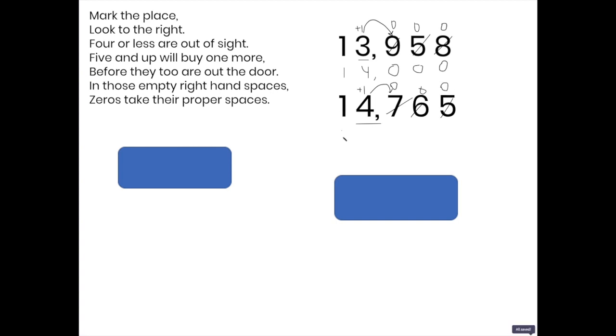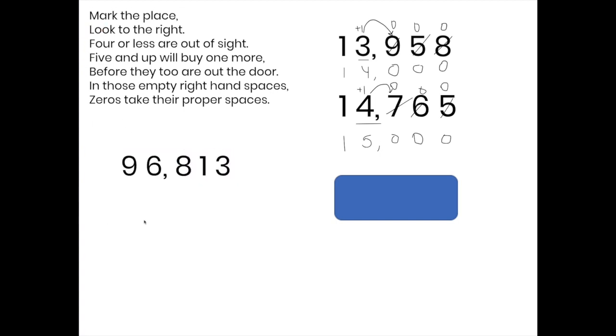So we're going to rewrite our new number. We're just going to copy everything down. 1 stays a 1. 4 + 1 equals a 5. And then we got our comma. 7 turns into a 0. 6 turns into a 0. 5 turns into a 0. Our new number is 15,000.